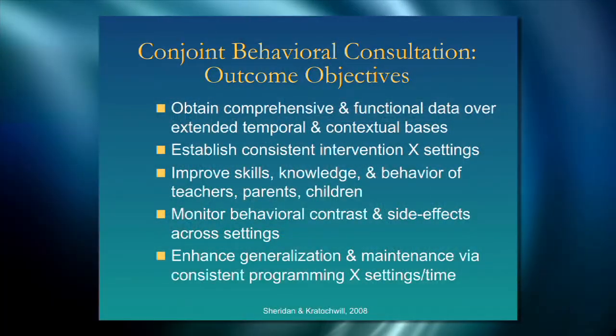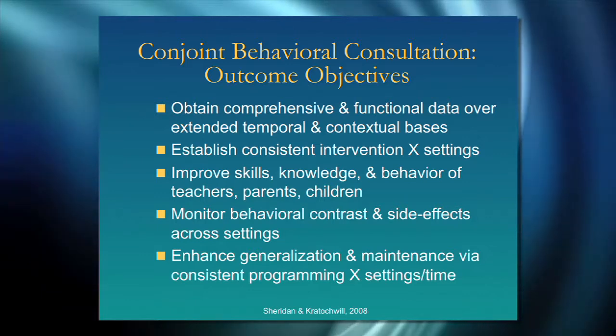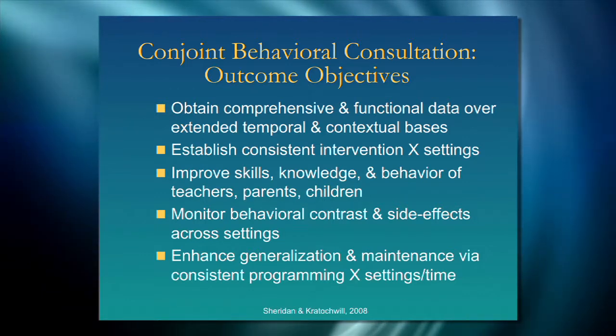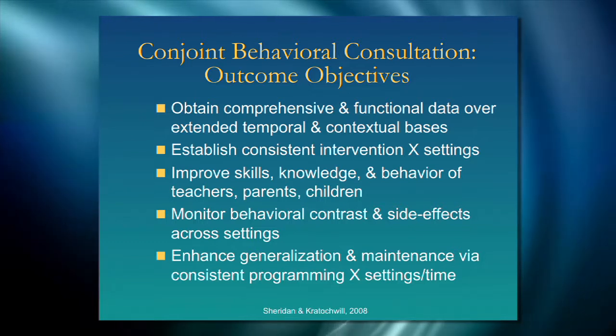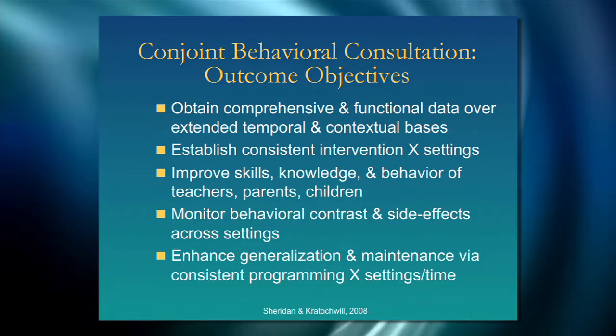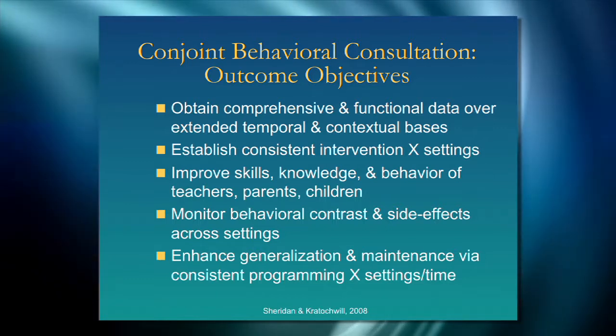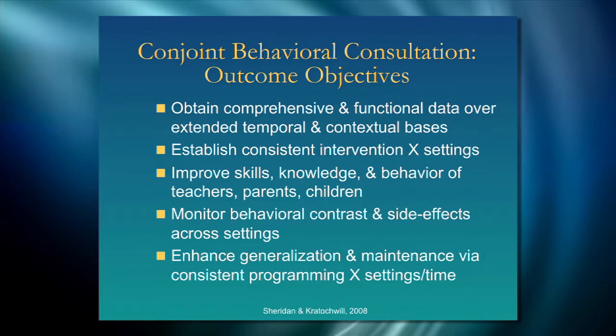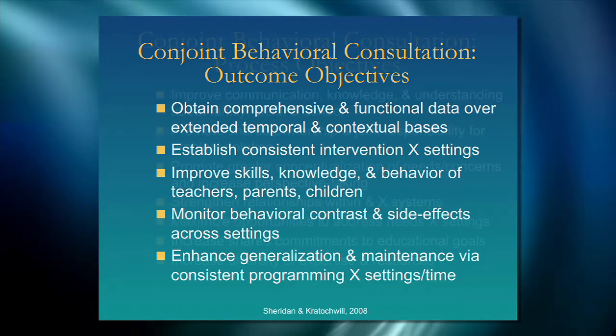So, for example, if we know that we need to have a motivational system in place in both places, maybe the specifics of the motivational system is a little different at school and home, but we have some of the same principles and same targets in terms of outcomes in both places. So we're building consistency. Hopefully we're improving skills, knowledge, and behavior of all involved. We're monitoring side effects across settings. It could be that it works well in one setting but not in another. We can pick up on that. And this is all about building generalization. So if we get some good effects at school, maybe we're going to also get some good effects at home and vice versa, or generalization across settings.